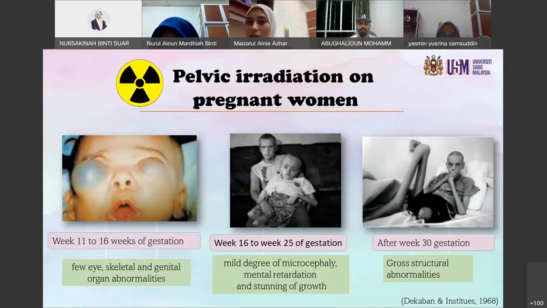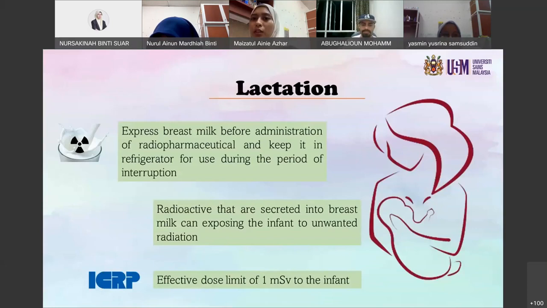While in week 11 to 16 of gestation, it may cause flawed eyes, as you can see in the first picture, and skeletal and genital organ abnormalities. If the irradiation of the fetus occurs between week 16 to 25 of gestation, it may lead to a mild degree of microcephaly, mental retardation, and stunting of growth, as you can see in the figures too. And lastly, if irradiation occurs after week 30, it is likely to produce growth and structural abnormalities, as in figure 3.